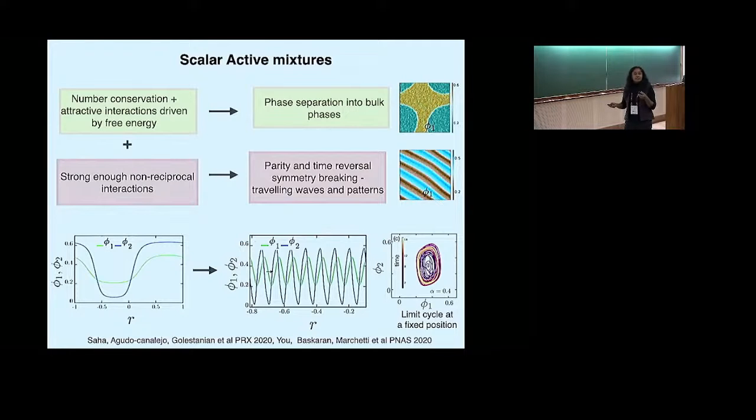Another way of seeing this broken parity and chasing interaction is to, in the simulation, stay at a fixed point and plot the fields phi1 and phi2 as a function of time, as you would in a phase portrait, and you see that a limit cycle emerges. And this limit cycle emerges no matter what point you look at in space.